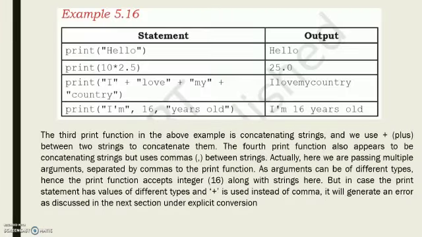Look at this example here. We have print hello. We saw that strings are always used in double quotes or single quotes. We have the output as hello. Then we have print 10 multiplied by 2.5. We have our result here. Now look at this one here. We have strings and then we have the plus operator in between. Now what is this called? This is called concatenation. Concatenation means addition, the joining of strings together. The strings are joined together.